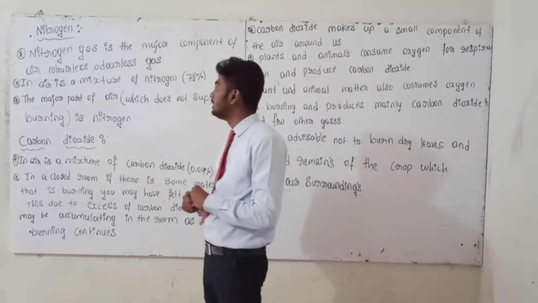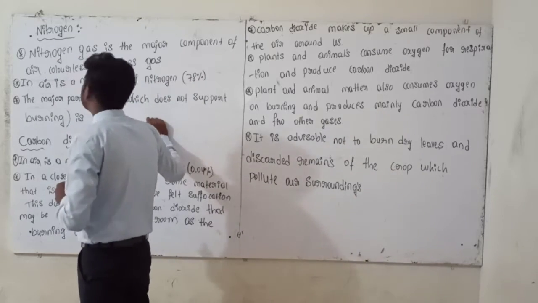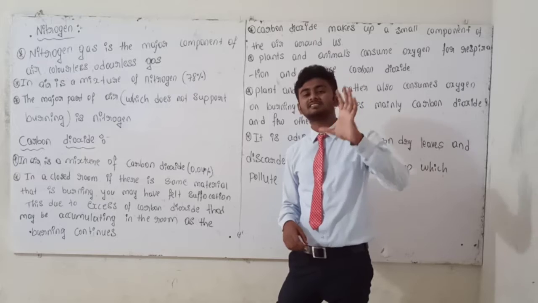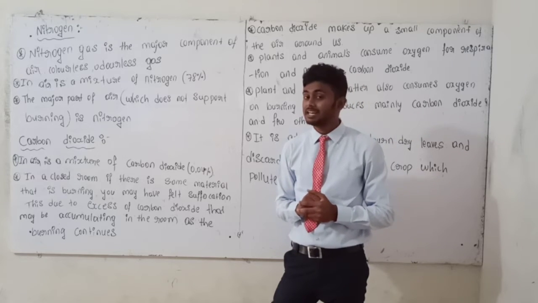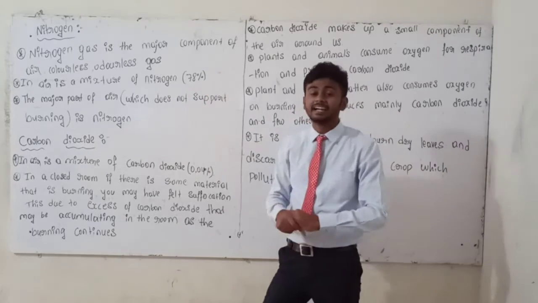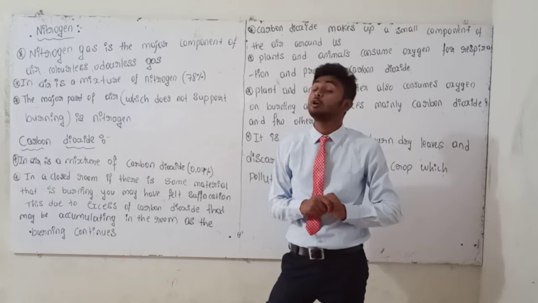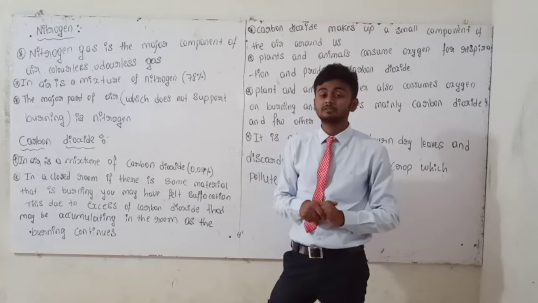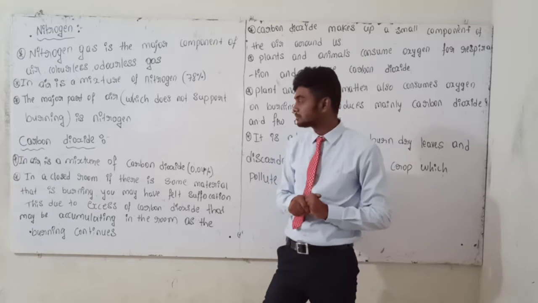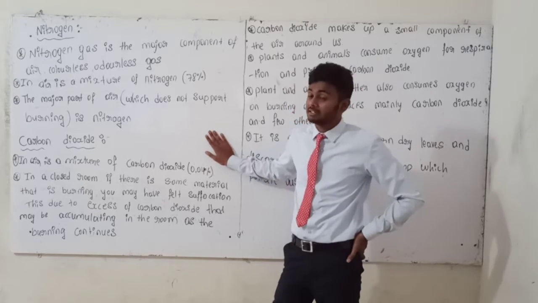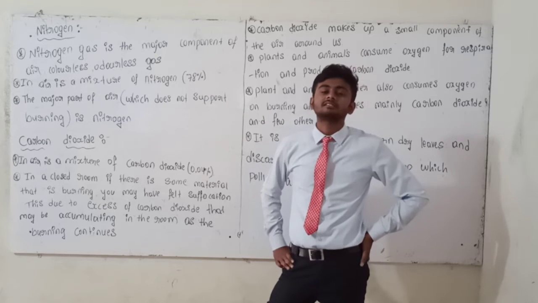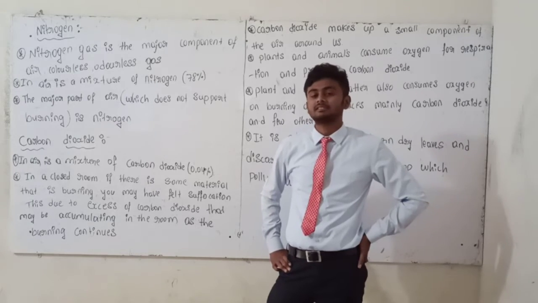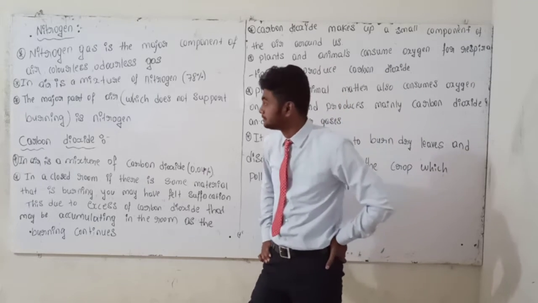Understand? Okay. In the air, a mixture of nitrogen, 78% is present. You know that in the last class, 21% oxygen is present in the air, but nitrogen is 78%.